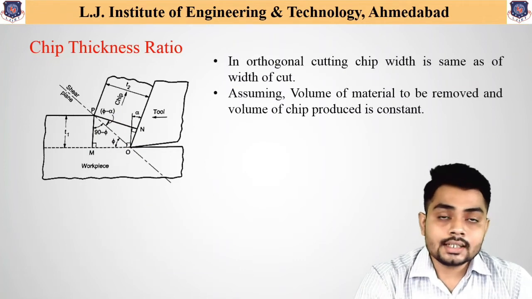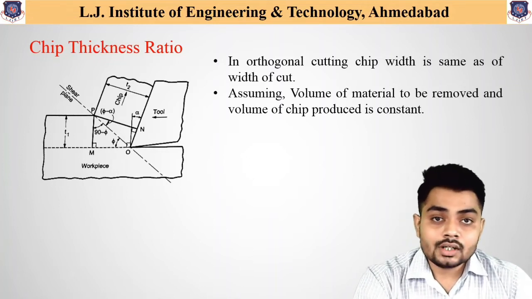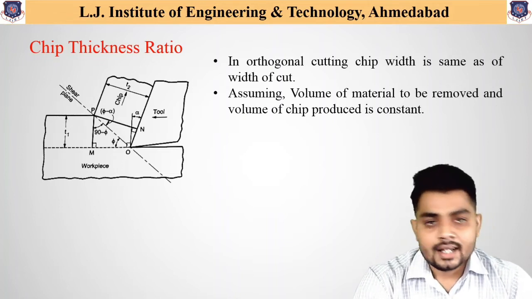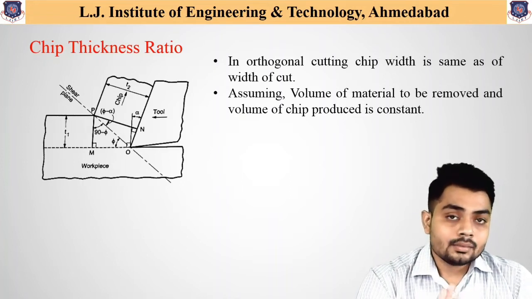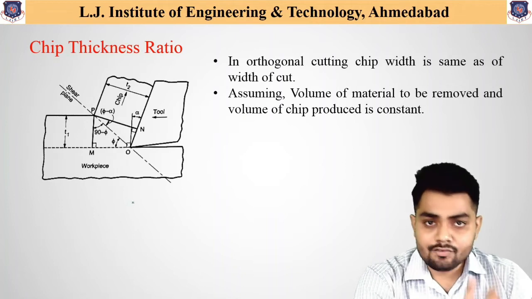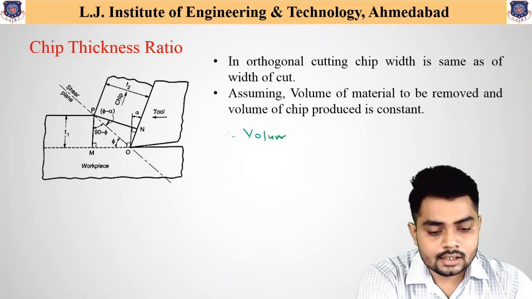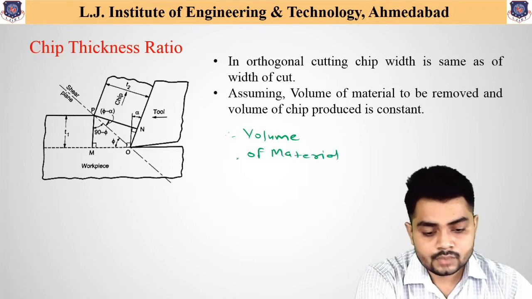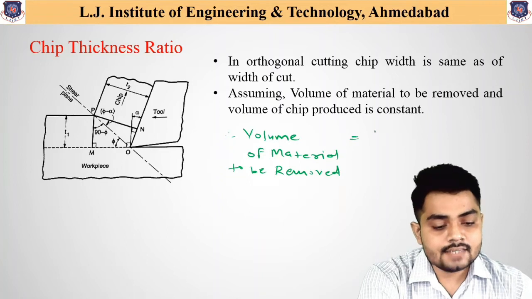The first one is that in orthogonal cutting, the chip width is the same as the width of the cut. That means the chip width before cutting and after cutting remains constant. Similarly, the volume of material before removal and the volume of material after removal of the chip remain the same. That means in mathematical form, we can write volume of material to be removed is equal to volume of material removed.